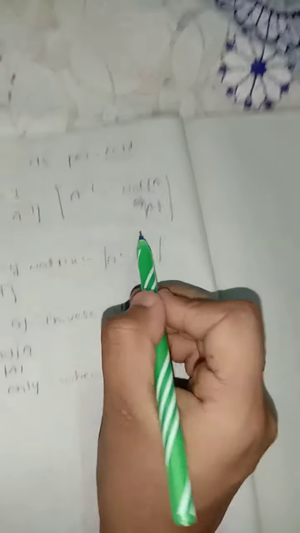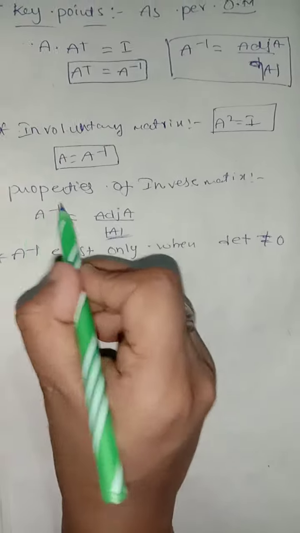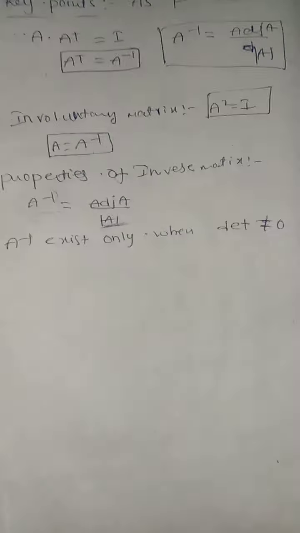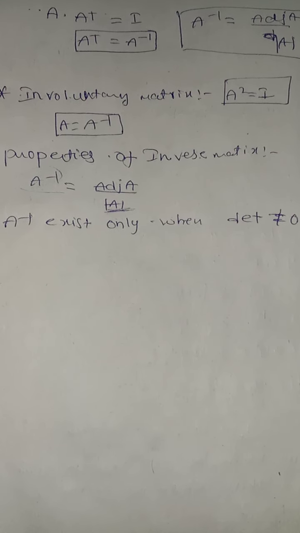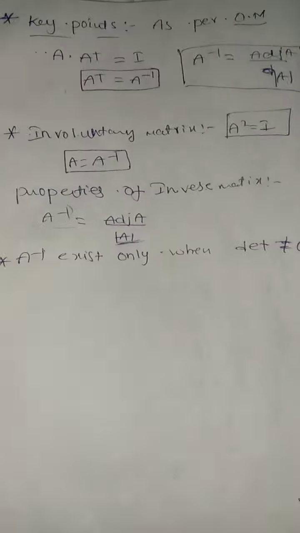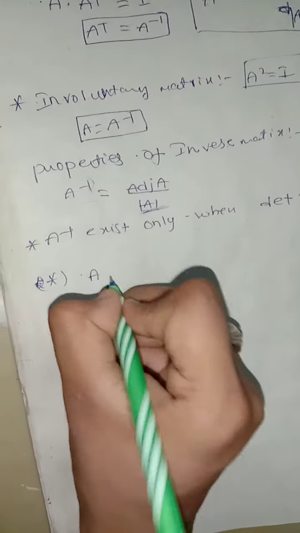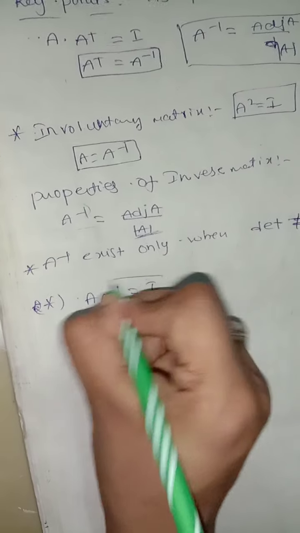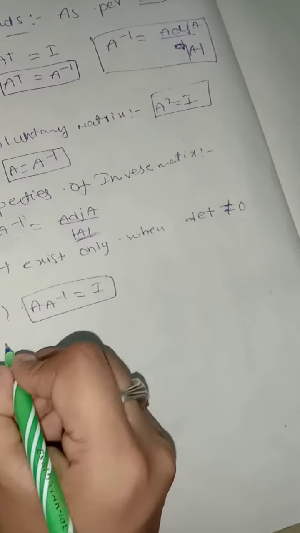What happens if det is equal to 0 here? The inverse cannot exist. So in questions they ask which one of the matrices does not have its inverse. Then you can easily check its determinant, and then you can answer it easily. Okay. And the second property is A into A inverse is equal to I. This is also one of the properties.